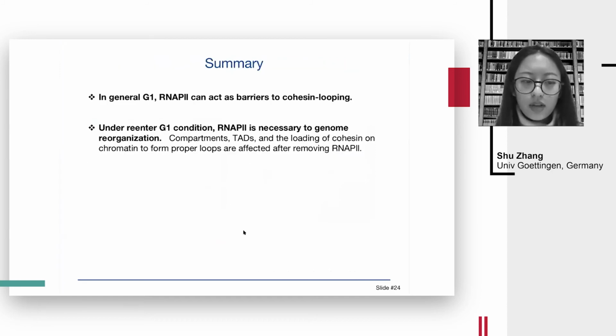So here I give a short summary. In general, in G1, RNA polymerase II can act as a barrier to cohesin looping. But under the re-enter G1 condition, Pol II is necessary for genome reorganization. Because all of the levels, like compartmentalization, TADs, and the loading of cohesin, are affected after removing Pol II.